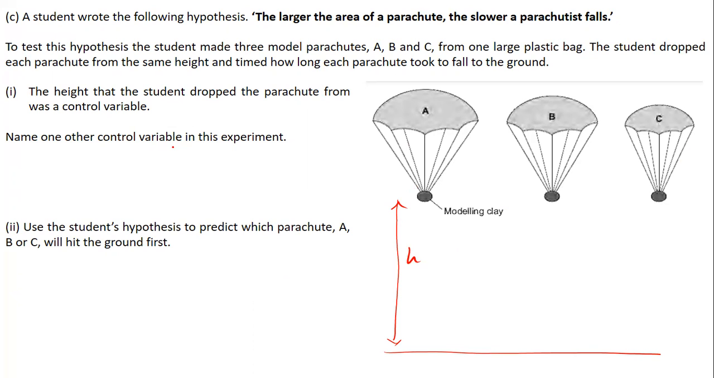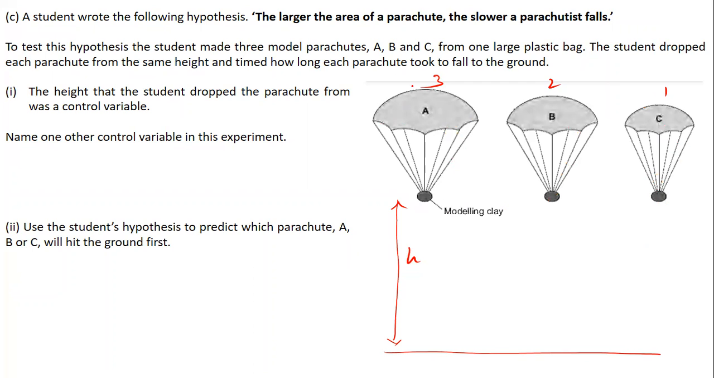The larger the area of a parachute, so this area is larger. See here it is much larger, then it takes a longer time. This takes much less time, and this takes the shortest time interval to reach here. Who will reach first? He will reach first, he will reach second, he will reach third. This is 1, this is 2, this is 3. Now can you tell me another control variable that I should use to do this experiment?